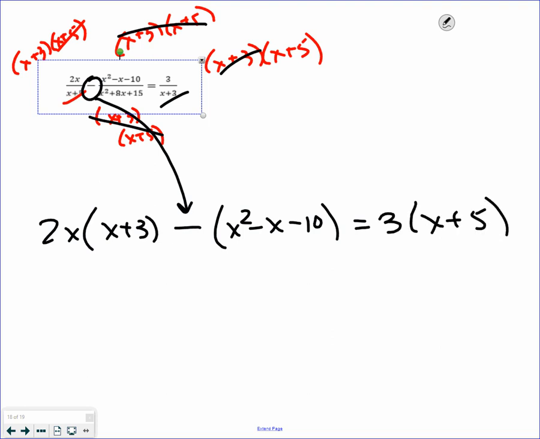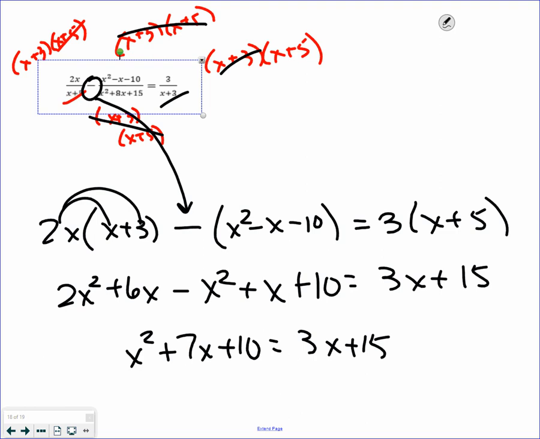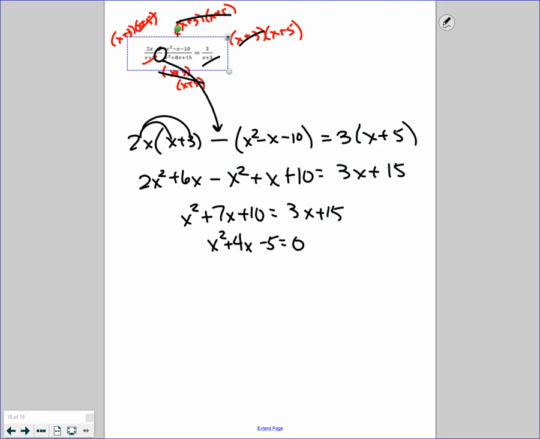So I went from having all kinds of fractions to now having no fractions. Distribute. 2x squared plus 6x minus x squared plus x plus 10 equals 3x plus 15. Get everything on one side. So now I'm down to x squared plus 7x plus 10 equals 3x plus 15. Subtract and subtract. Going back to your factoring skills now. X plus 5, x minus 1. So I get x to equal negative 5 and x to equal positive 1.